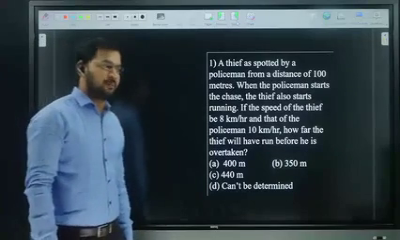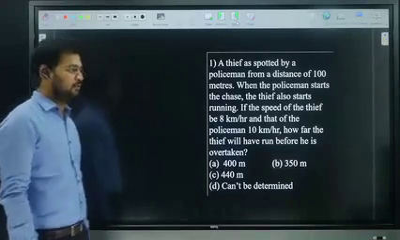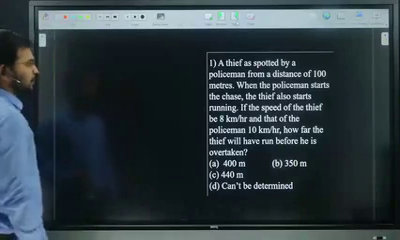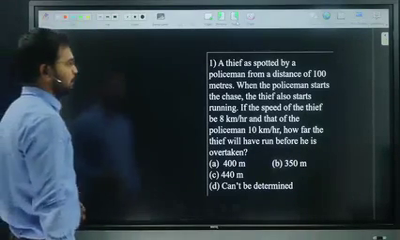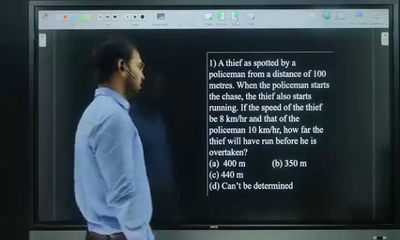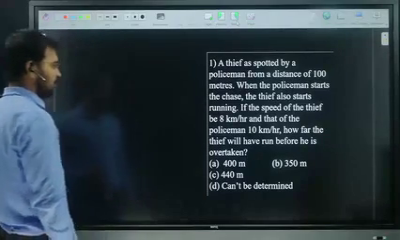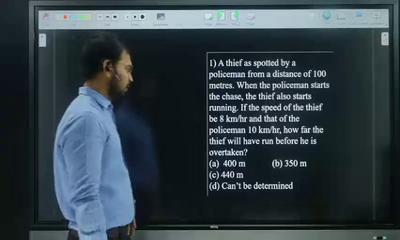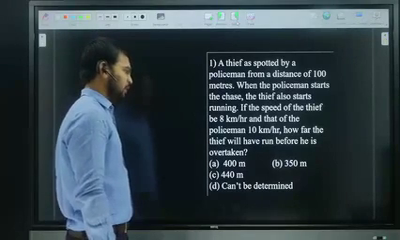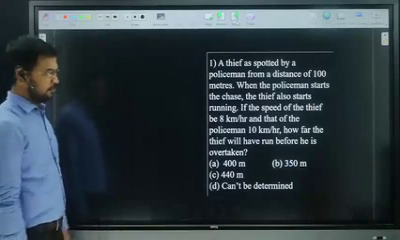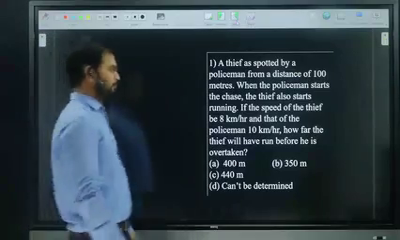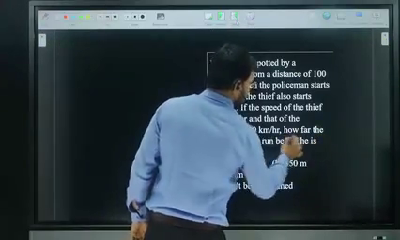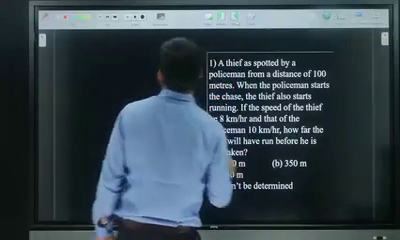Read the first question, all of you. A thief is spotted by a policeman from a distance of 100 meters. When the policeman starts the chase, the thief also starts running. If the speed of the thief be 88 km per hour and that of the policeman 10 km per hour, how far will the thief have run before he is overtaken? He is asking how far.